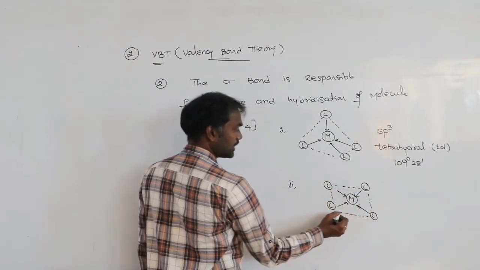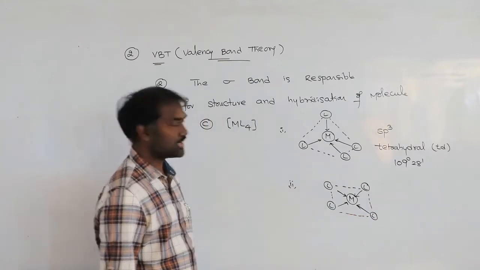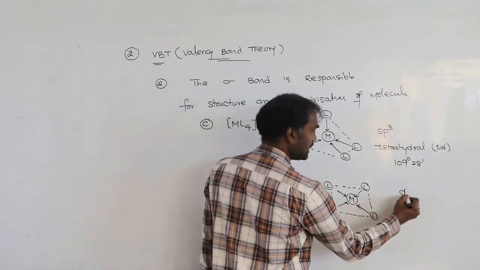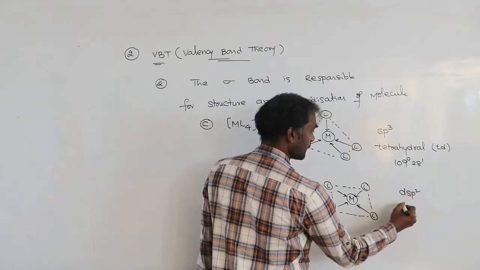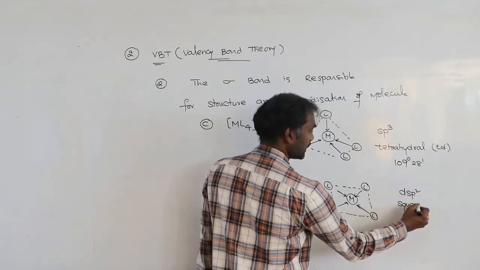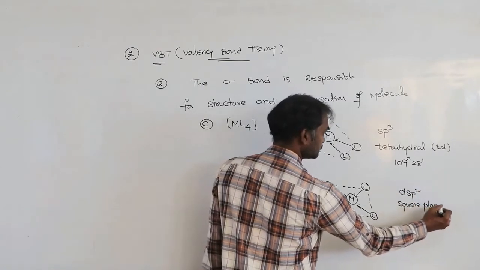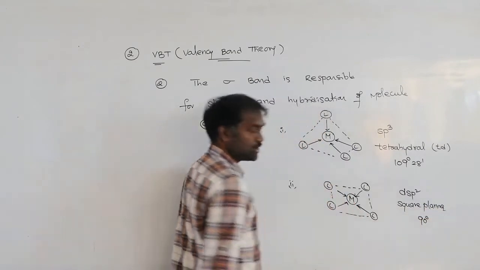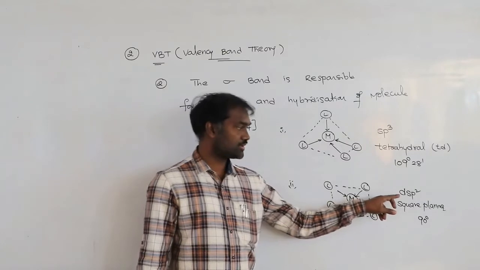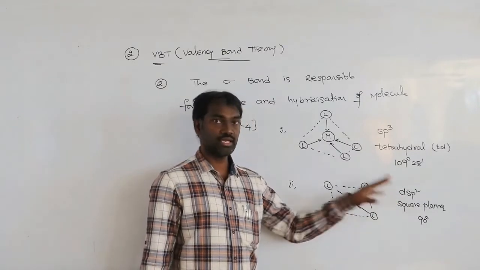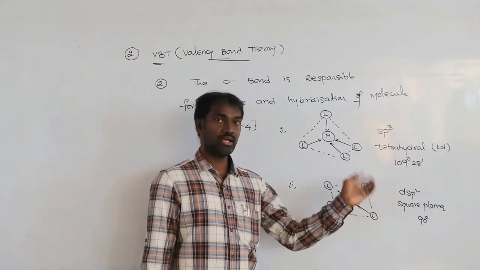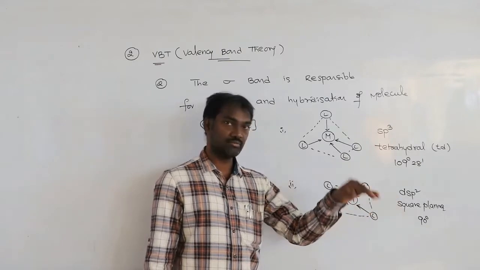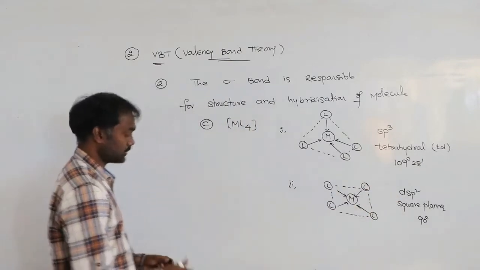So in square planar structure, if you see the hybridization, that is dsp2. So square planar. Next, bond angle is 90. So if d orbital is involved, based on this he also classified into inner orbital and outer orbital complexes. In the next point we are going to discuss that.